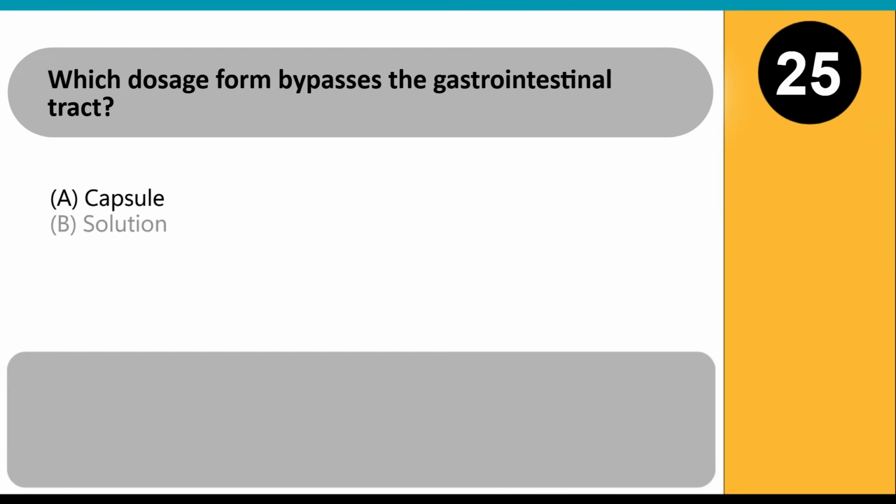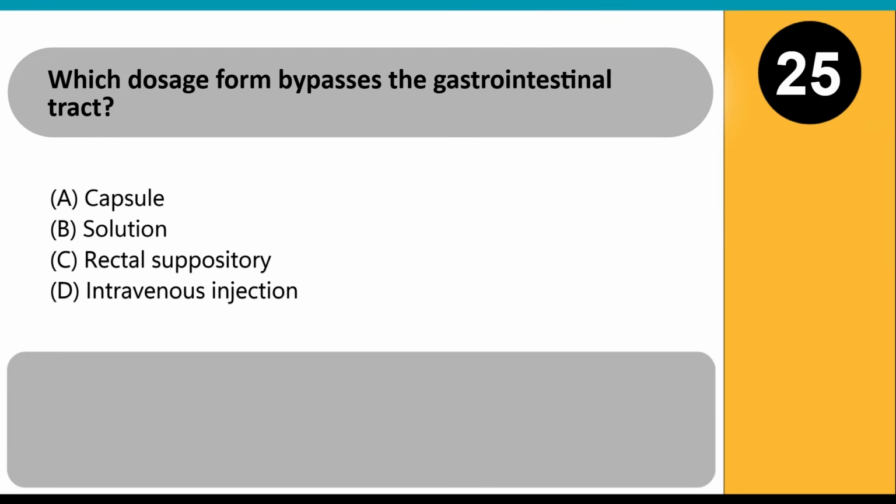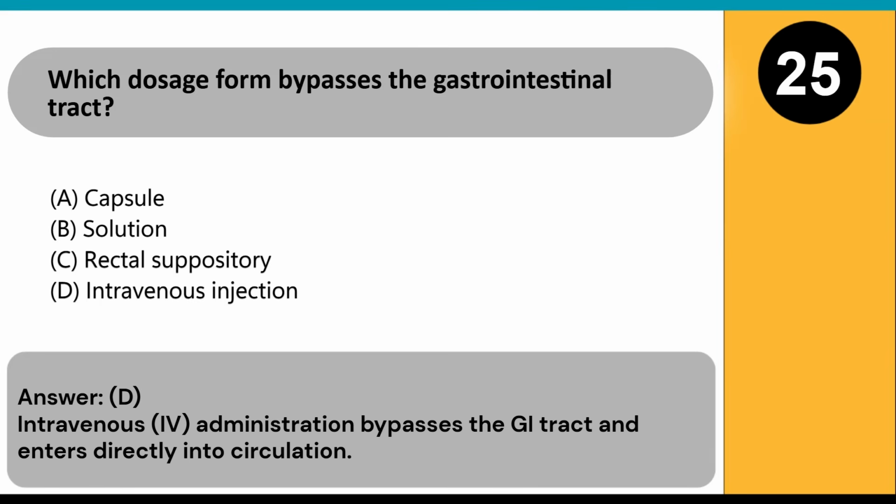Which dosage form bypasses the gastrointestinal tract? A. Capsule. B. Solution. C. Rectal suppository. D. Intravenous injection. Answer: D. Intravenous administration bypasses the GI tract and enters directly into circulation.